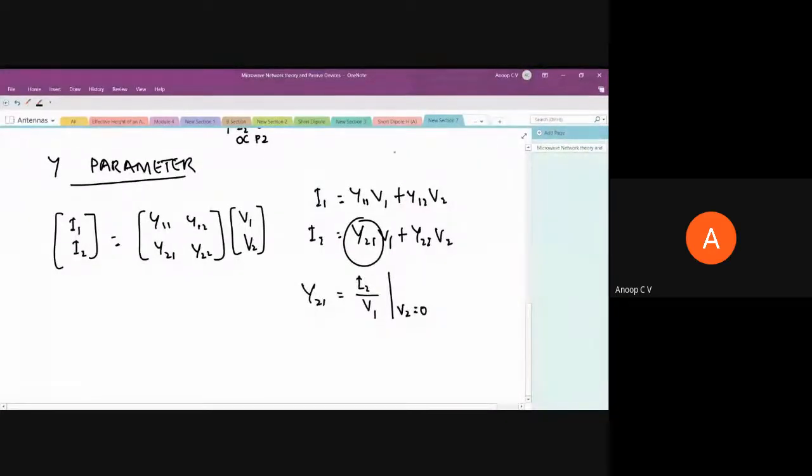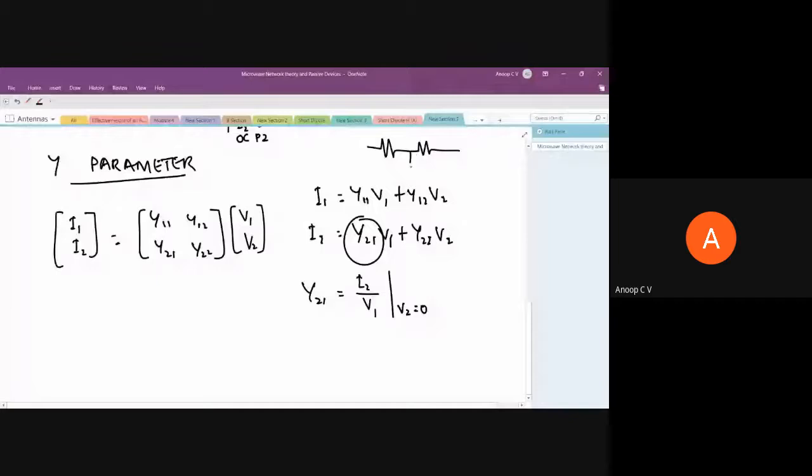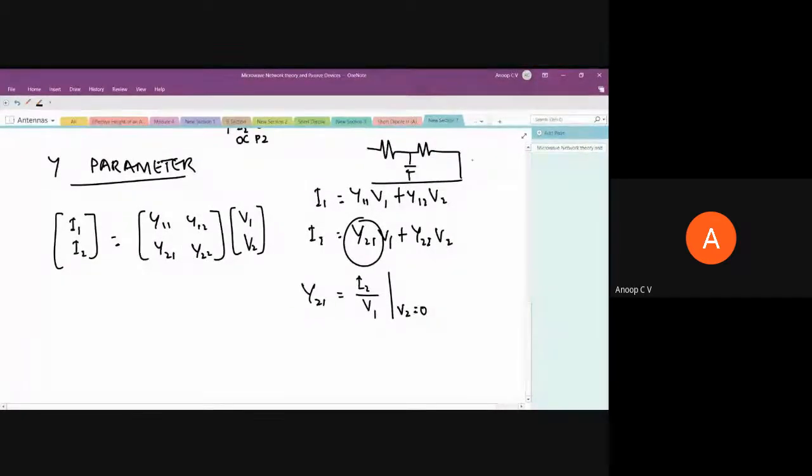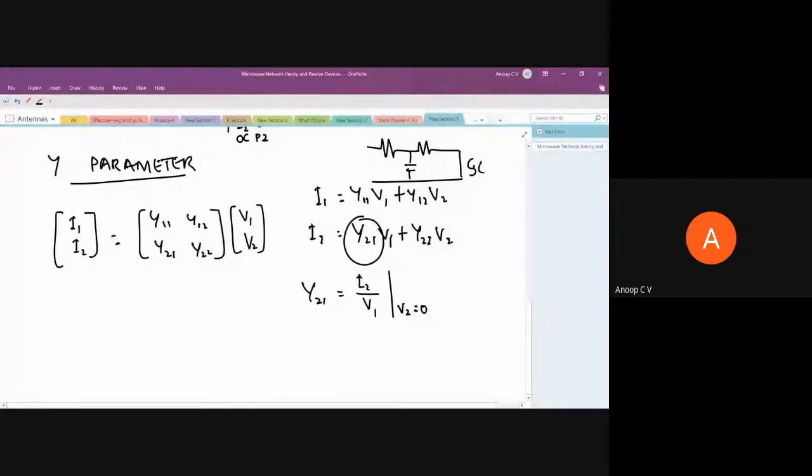So how can I make V2 0? Suppose this is our network, right? How can I make V2 0? For that, I should short circuit port 2. Then only I can make V2 equal to 0. So this is the problem, right?